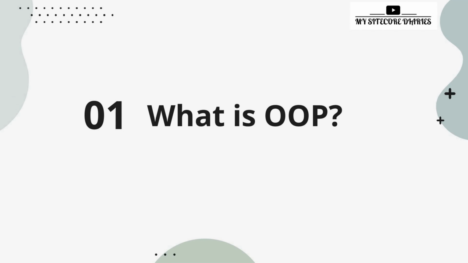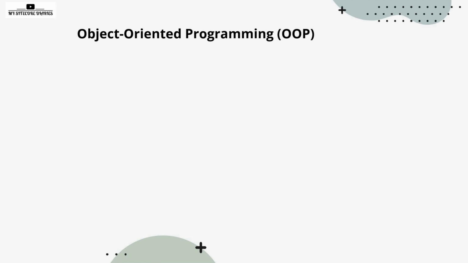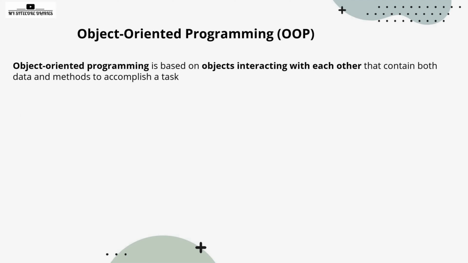What is object oriented programming? Object oriented programming is based on objects interacting with each other that contain both data and methods to accomplish a task. So basically, you have multiple objects which interact with each other in a sequence to perform the corresponding tasks. Each object will have the data and the methods to accomplish whatever responsibility is assigned to that object. So let's take an example of the real world.